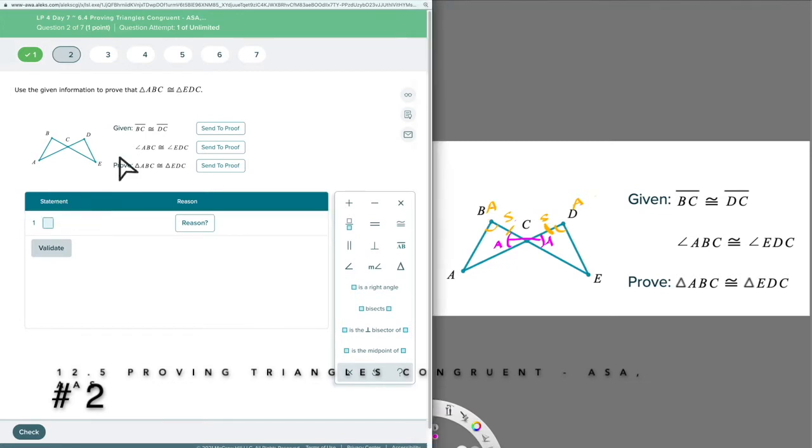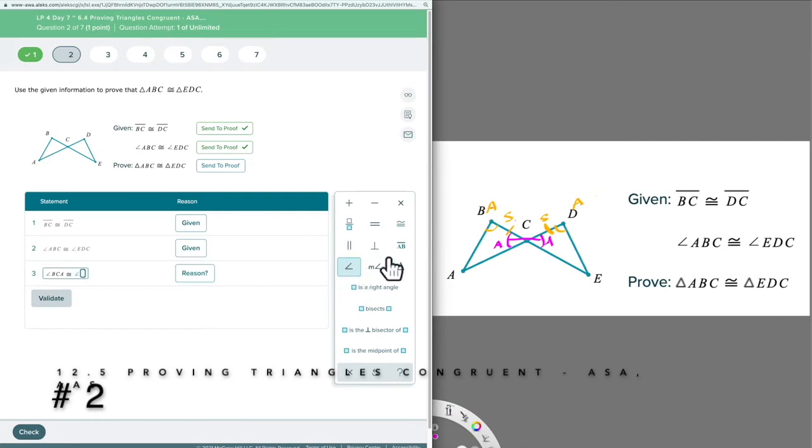And again, like I said, I just tend to send the givens to the proof first thing, so that they're out of my way. And then I'm going to go ahead and start talking about these two angles congruent. So I have BCA. So I want to go angle BCA is congruent to angle, and I want to click angle.